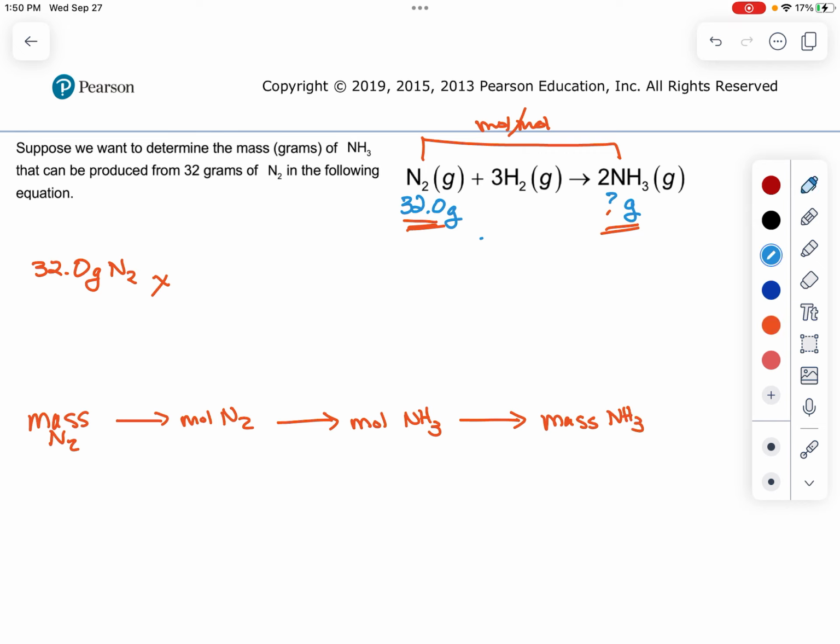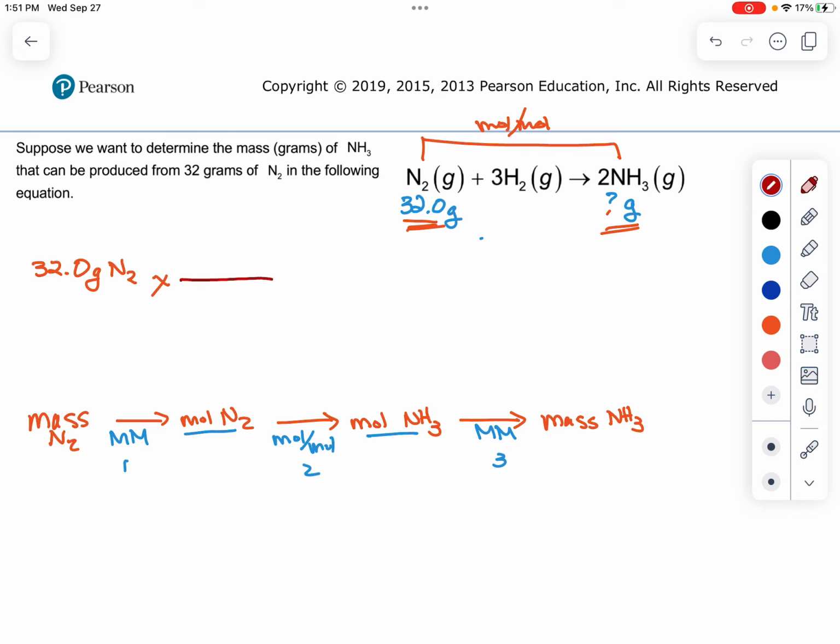For the mass to mole conversions, we're going to use molar mass. Sometimes we're going to divide, sometimes we're going to multiply. And generally when we divide in the beginning, we're going to multiply at the end. And then this is where we go from two different chemical species, so we're going to have to use the mole to mole ratio. This is 1, this is 2, this is 3, in terms of our steps.